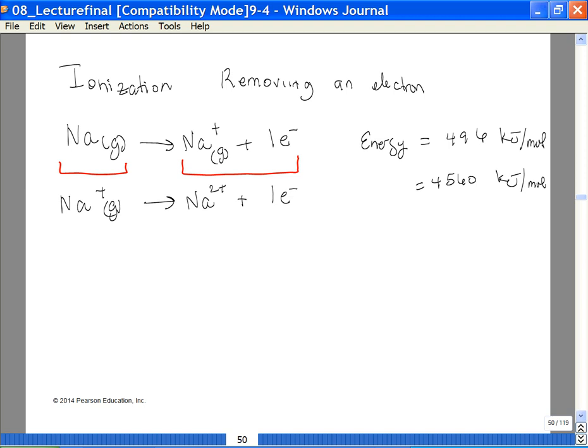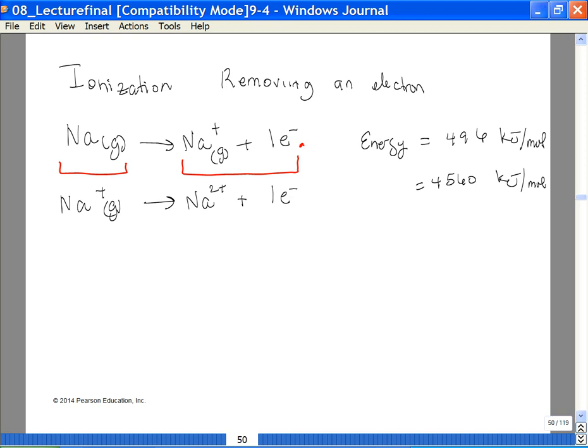Mm-hmm. This right here? Yes, that's one electron. Is it fuzzy up there? Do I need to tweak that? Okay. Can everybody see in the back?